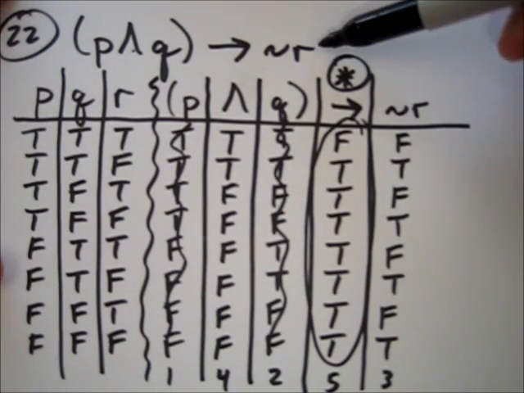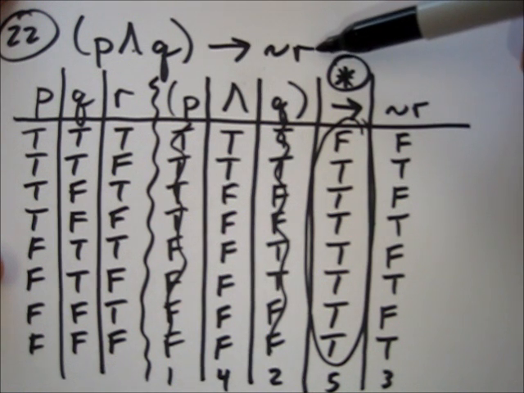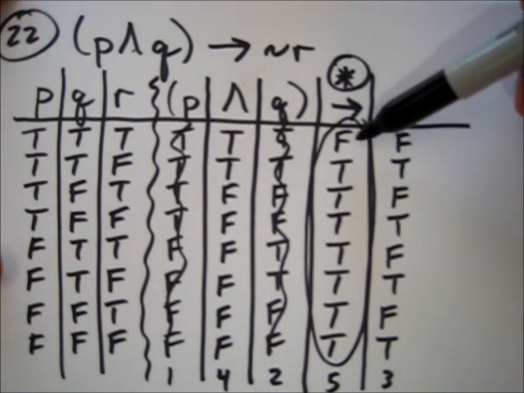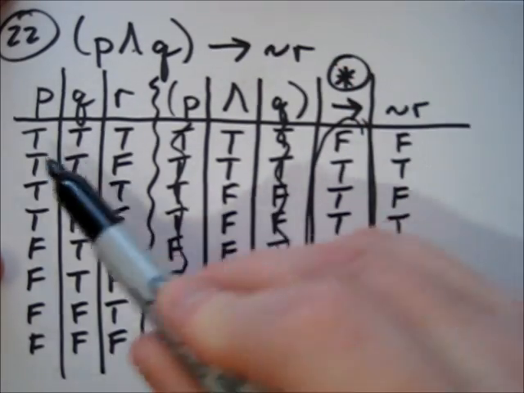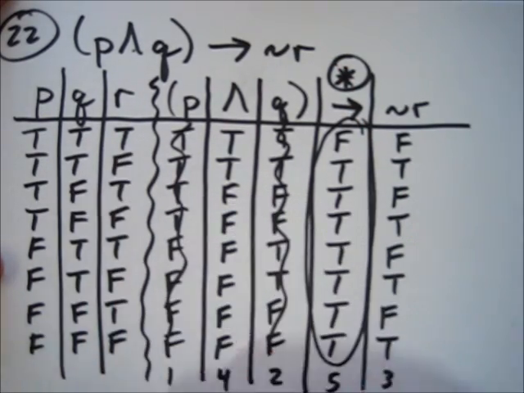So this particular compound statement always ends up being true except in one particular case. The one time this compound statement is not true is if P, Q, and R are all initially true themselves. And so this is an example of a 3-statement truth table.